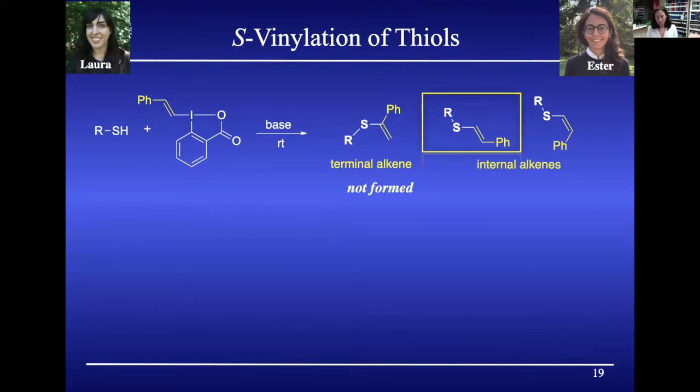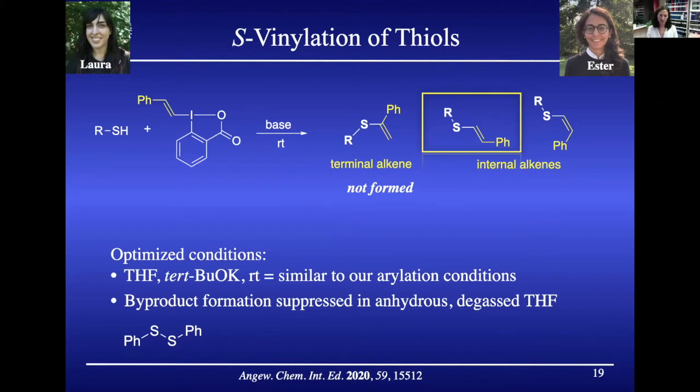But we did see a complete formation of the internal alkene, so opposite to what we saw with the carbon vinylation I showed you previously. And we got high selectivity for the E product. With the optimized conditions, we ended up with THF, butoxide, and room temperature. So very similar to our favorite conditions for arylations. In the beginning, we saw a lot of byproduct formation from oxidation of sulfur that could be suppressed by using anhydrous degassed THF.